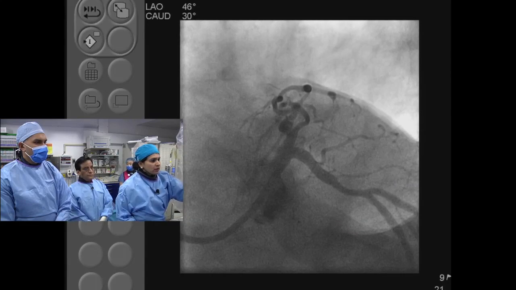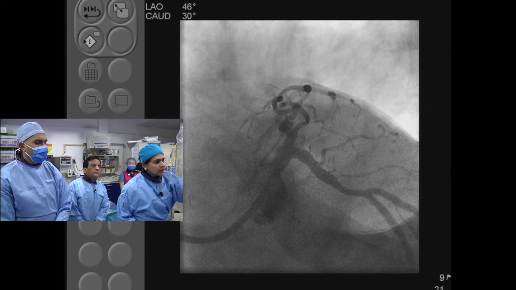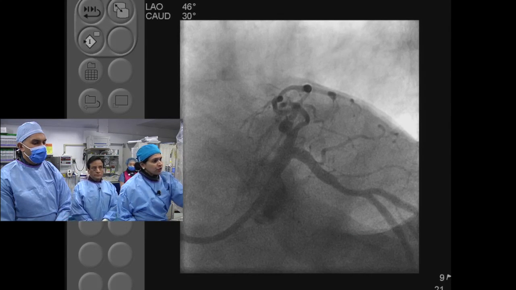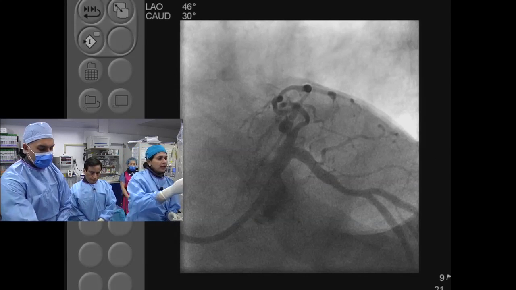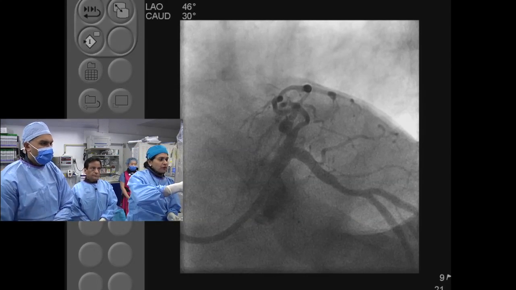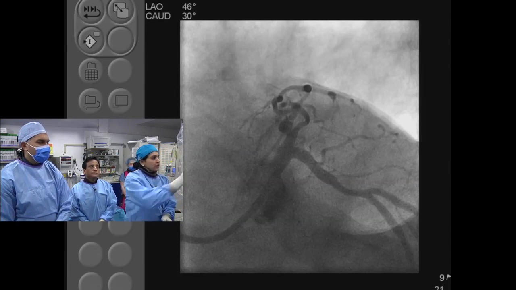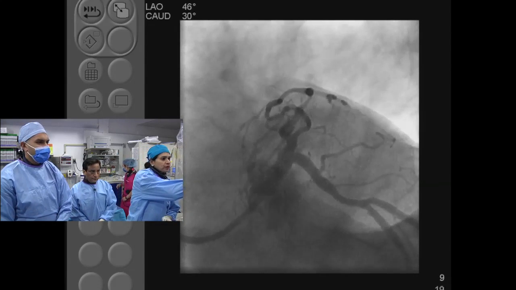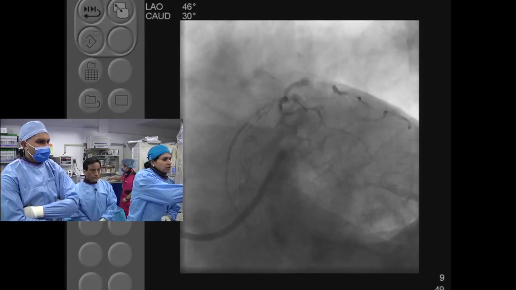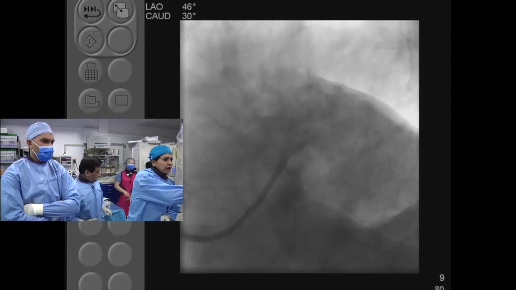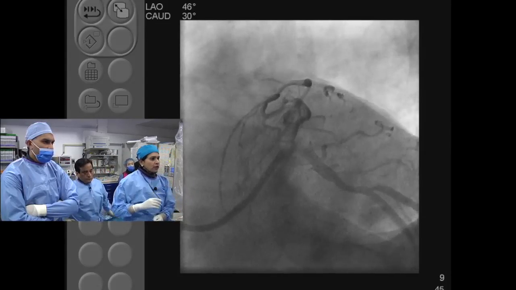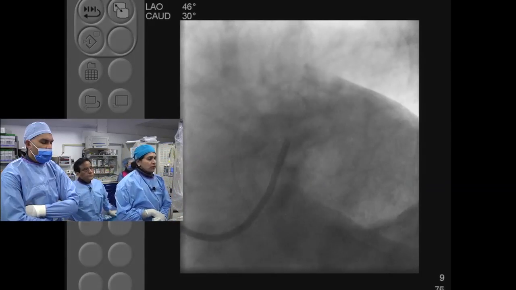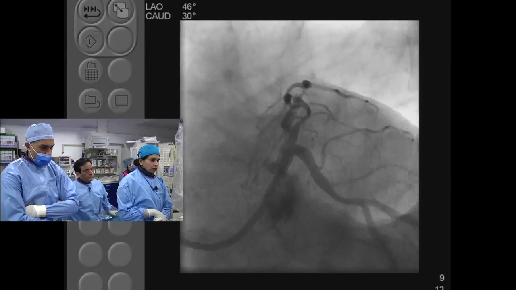Again, same thing. This is the LAD, and after it starts, it goes to the right side like a diagonal takeoff, and then you see a big septal coming off, and right there is where the CTO starts. So up to that point, I went with the Fielder, just to see if the Fielder could find its way through, if there is any kind of micro channel there.